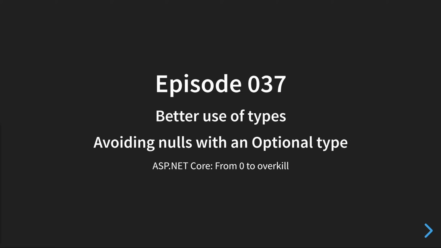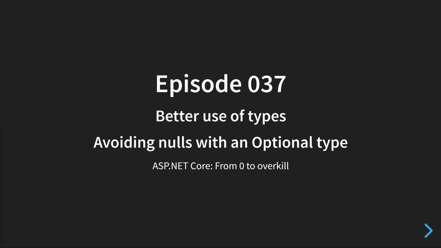In this episode, we'll start like a mini series inside the series about making better use of the type system. And in this case, we'll start with trying to avoid nulls to represent the absence of a value, and instead we'll create a type to represent that.